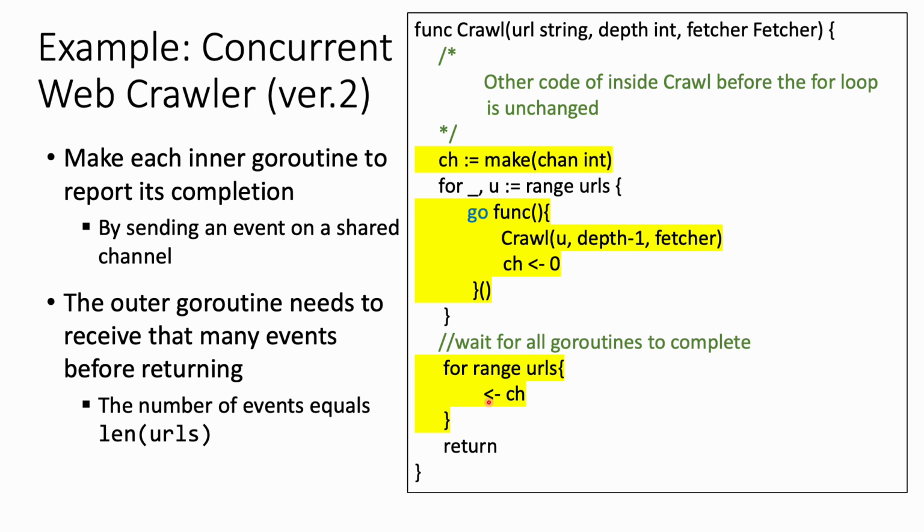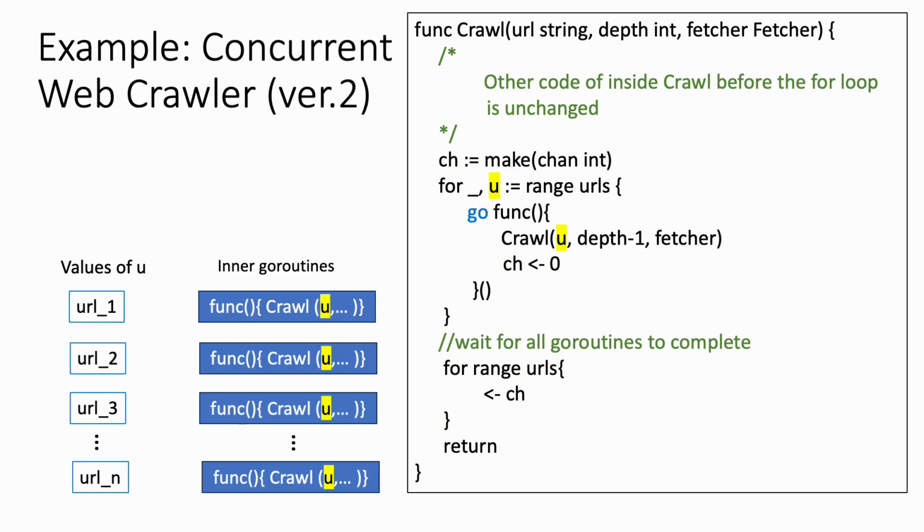Here we know the number of events is equal to the number of elements in the slice urls. That's why we use the for loop that ranges over the slice urls to receive all the events.